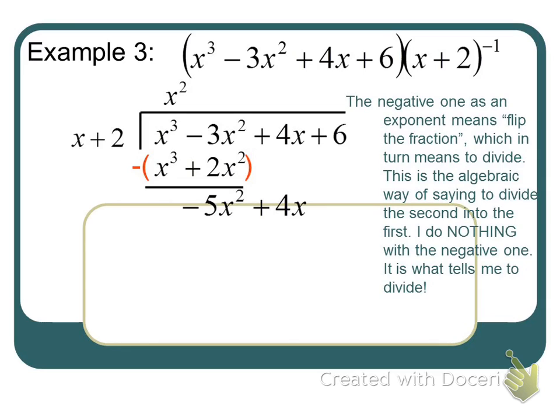Now, x divides into negative 5x squared how many times? Negative 5x, right? x divides into negative 5x squared, negative 5x times. And we're going to distribute here. We're going to have to be really careful to make sure that we are mindful of our signs. I have negative 5x. So when I multiply negative 5x times x plus 2, that gives me negative 5x squared minus 10x.